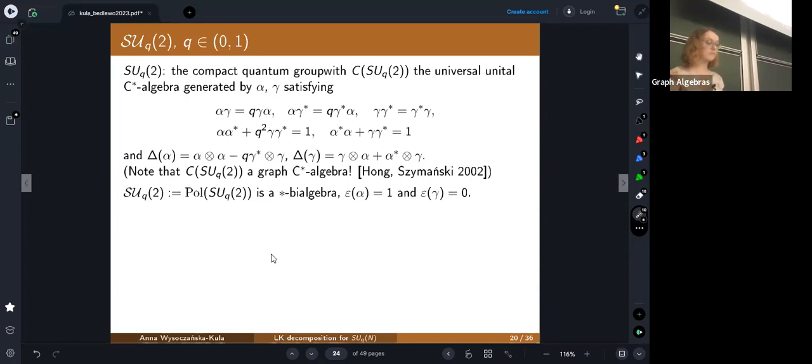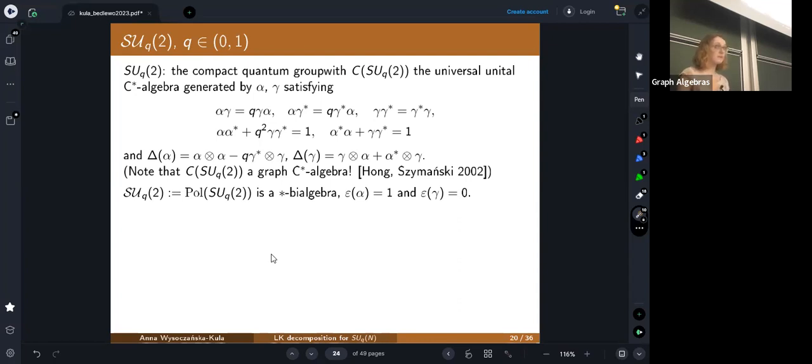There is a very well-known formula for the comultiplication. This is a graph C*-algebra, as was shown in the paper by Szymański. The paper has been cited several times during this conference already. And now I'm interested in the star bialgebra only. So I restrict my considerations to the polynomial algebra over SUq2, which is a dense Hopf *-algebra in SUq2.